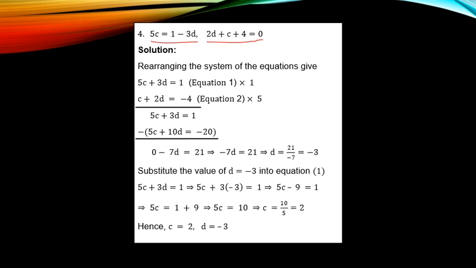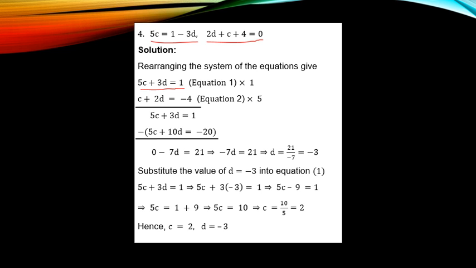So you need to rearrange the system of equations in order to have the unknown variables c and d in both equations on the left and the constant term on the right. In the first equation, you have to move minus 3d to meet 5c. So you have 5c plus 3d equal to 1.